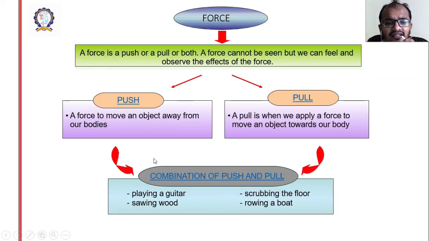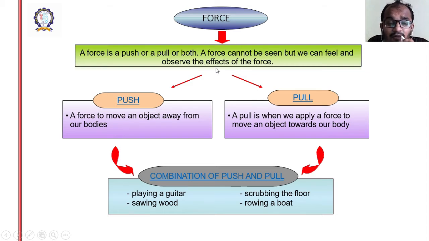Now that is the schematic view of the force that we have already discussed: basically the push or pull that we apply to change the motion of the body. If we apply a push or pull to change the motion of any body, we can compare it with the definition of force. So force basically cannot be seen, but we can feel and observe the effect of the force, right?